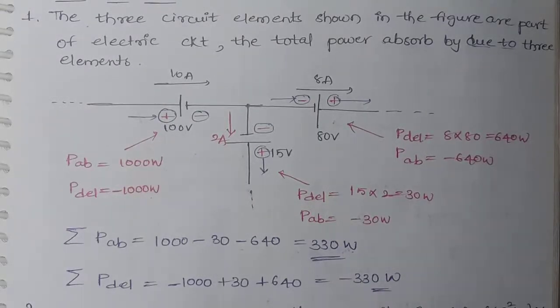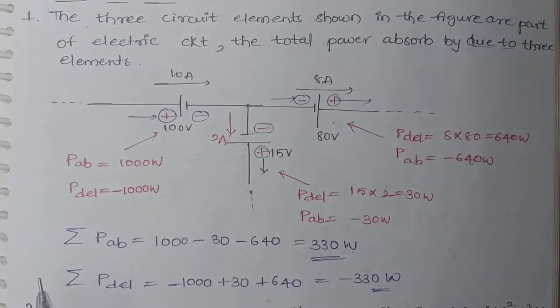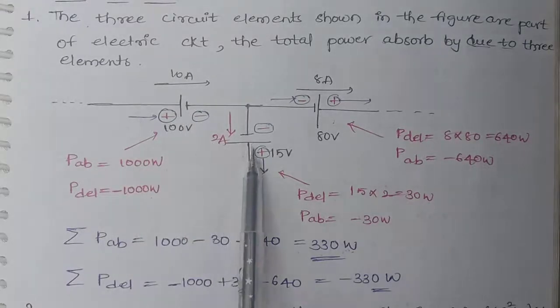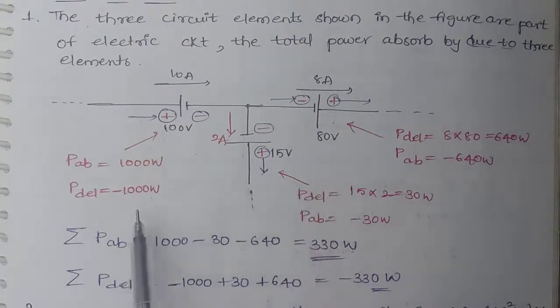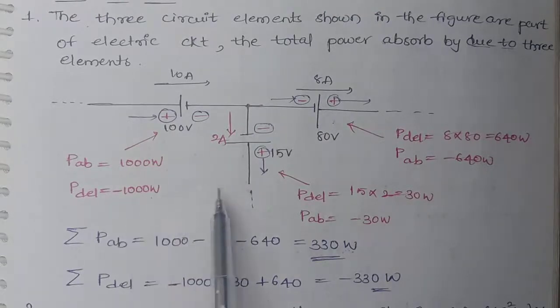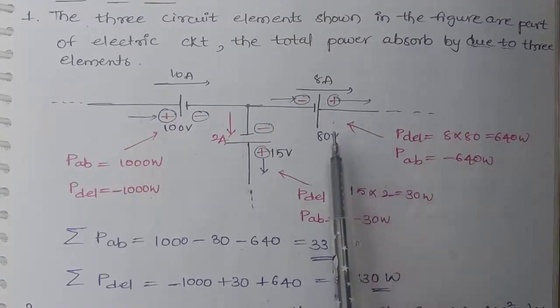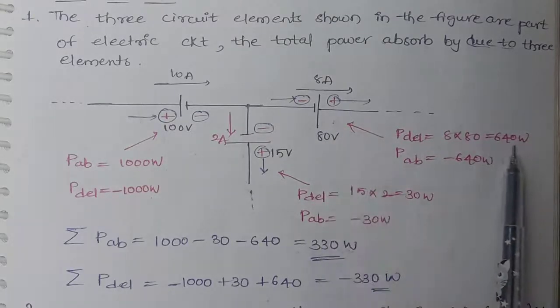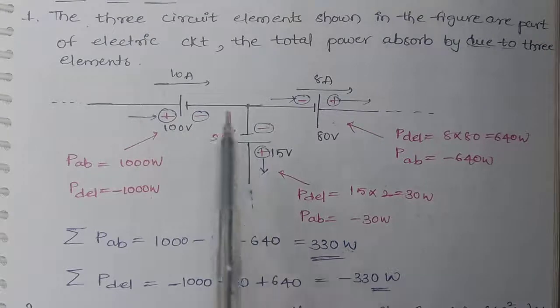Now if we are asked to find the total power delivered by these three elements, we need to add the delivered power of each element. The delivered power of this element is minus 1000 watts, of this element is plus 30 watts, and of this element is plus 640 watts. That is minus 1000 plus 30 plus 640, which gives minus 330 watts. This is the total power delivered by these three elements.